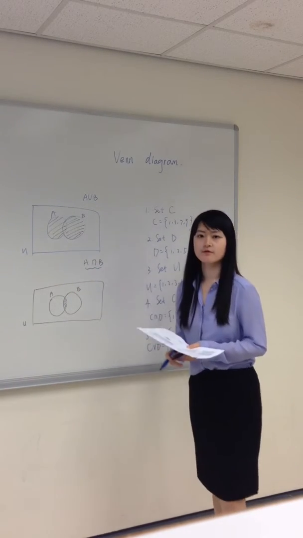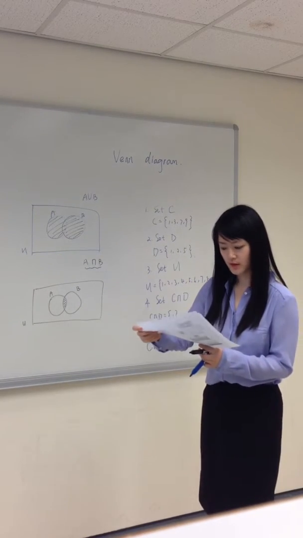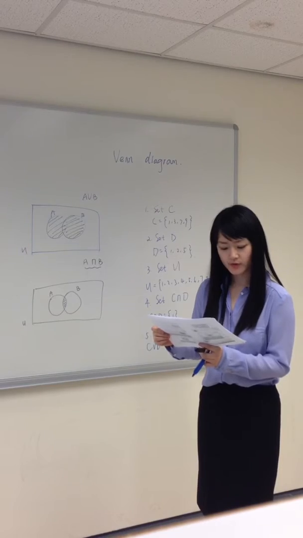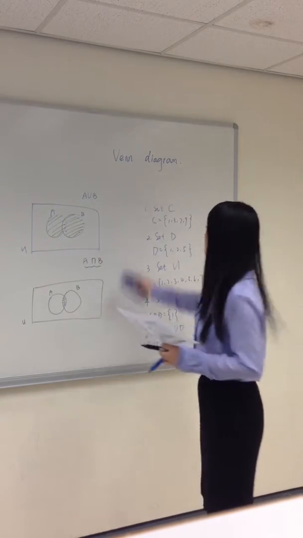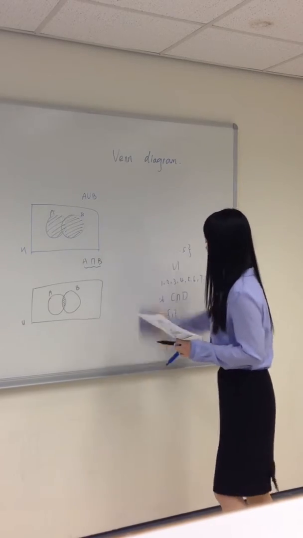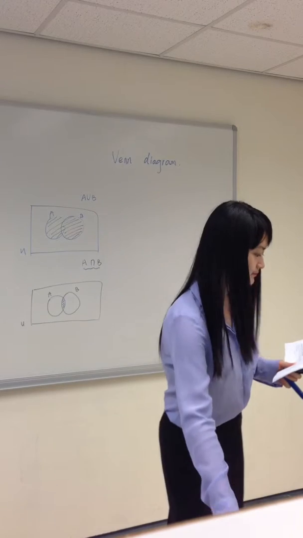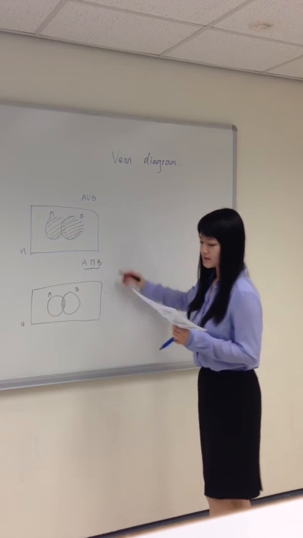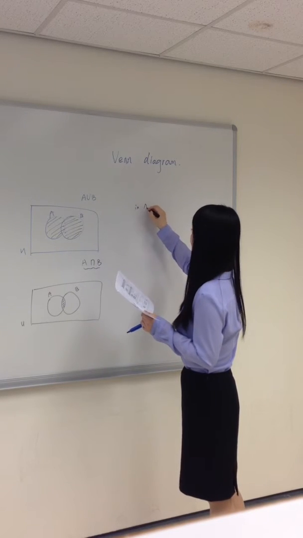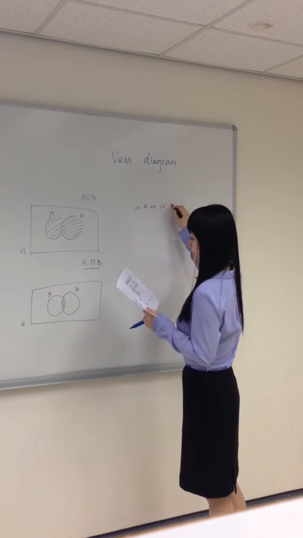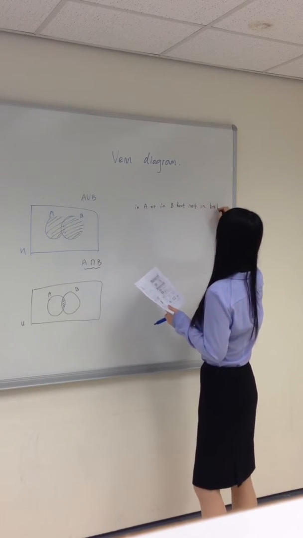Okay. Very good. Now next we'll learn how to use Venn diagram to illustrate regions. That will be a little harder than this one. Now on separate Venn diagrams, shade the region representing in A or in B, but not in both.